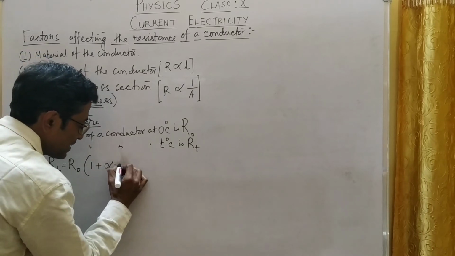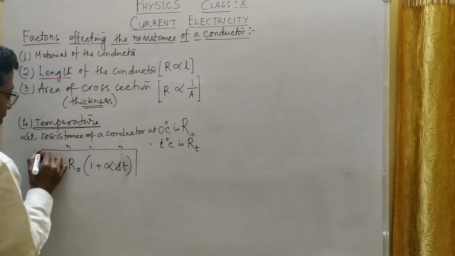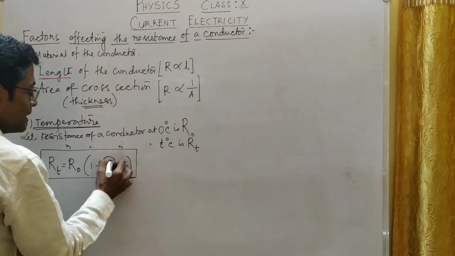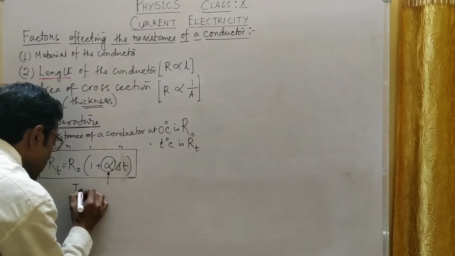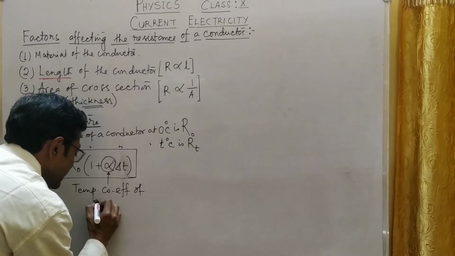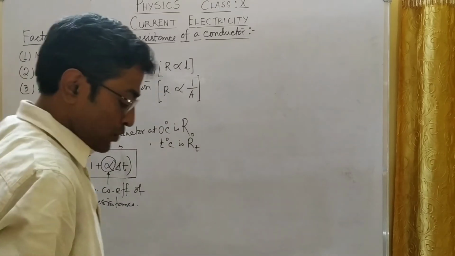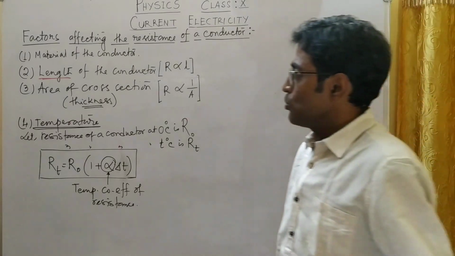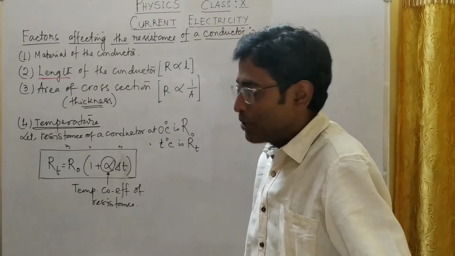triangle T, that is rise in temperature. This is not in your syllabus. I am giving this only for your knowledge. Remember, this alpha is called temperature coefficient of resistance. Okay, so that's how temperature affects the resistance of the conductor. So we don't want to concentrate on this one and this one. We will be concentrating on this one. So see how it works.